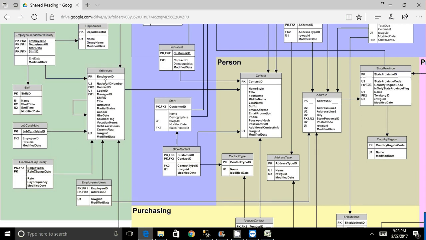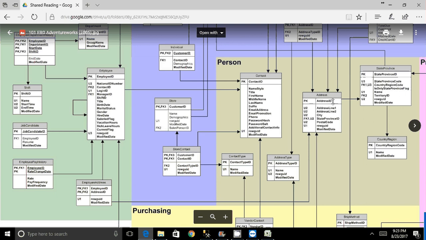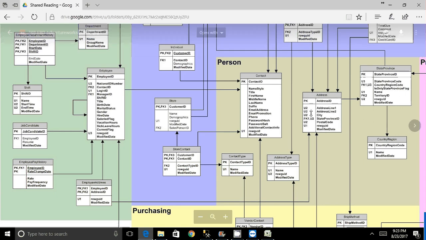So, what kind of relationship is between the employee and the address table? One employee can have multiple addresses, and one address can belong to multiple employees, right? So between the tables there is a many-to-many relationship, because one employee can have multiple addresses and one address can belong to multiple employees. So this kind of relationship is many to many.